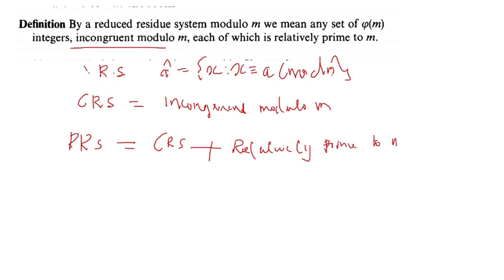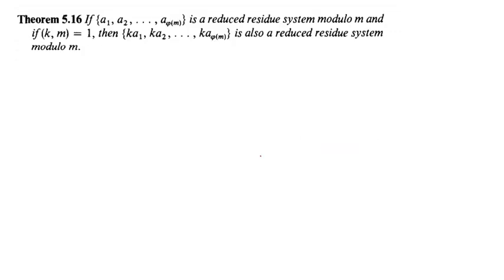So we start with the residue system, then we define complete residue system. Complete residue system is the m representatives of the residue system which are incongruent modulo m. Now we define reduced residue system, which is nothing but complete residue system plus relatively prime. Each element of that set is relatively prime to m. This is the definition for reduced residue system. So we move on to the next theorem.